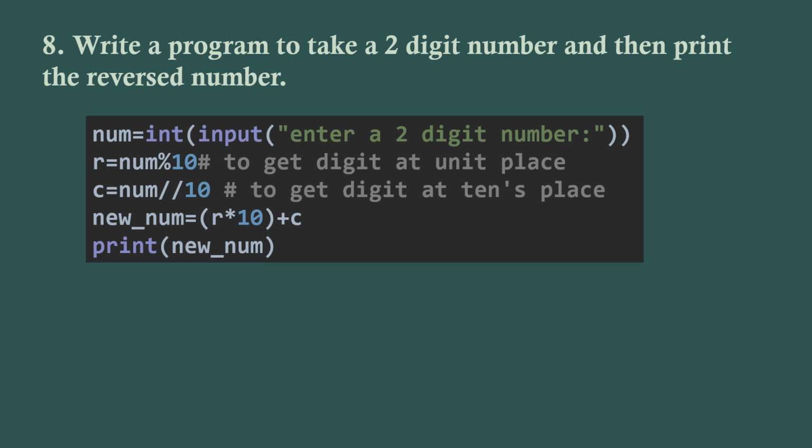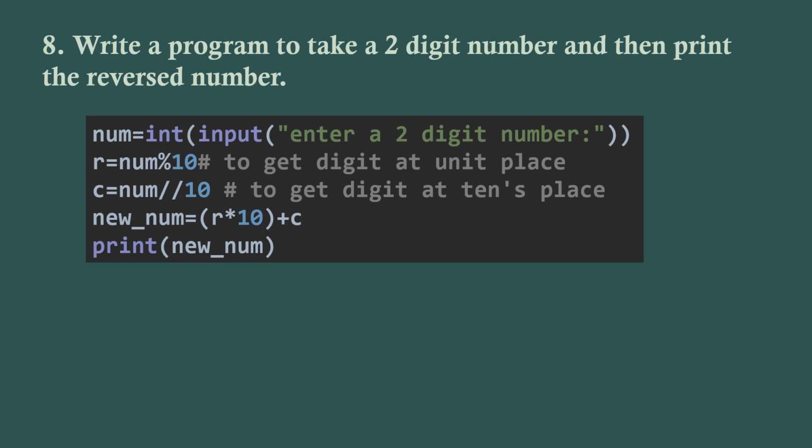So we have to use the remainder operator, and the remainder is stored in a variable r, and that is the unit, first digit. And the digit which is at the tens place, we can get once we divide the number by 10 and take the quotient that we get.